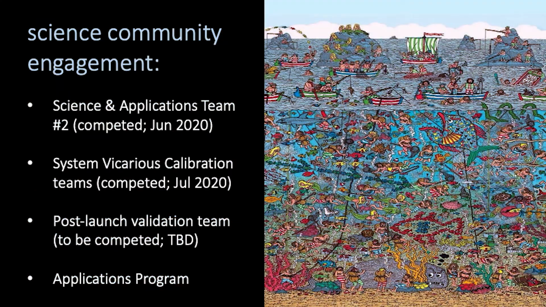Okay, so science community engagement, just so you are aware of the world around you. We have a science team, the second one that was competed in June of 2020. It's in its second of 3 years. There will be a third science team competed next year sometime. We have 2 system vicarious calibration teams. We'll talk about what that means later, but these are instrument teams that provide the ground reference data for calibration once the instruments are on orbit. We'll have a validation team, and you'll learn a lot about our applications program as well.